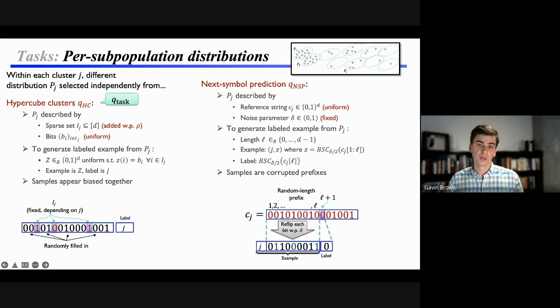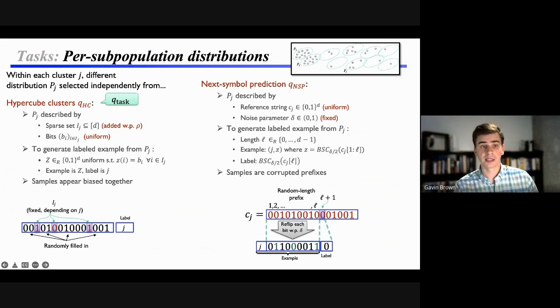prediction task. So here, each subpopulation is defined by some randomly chosen reference string C and a noise parameter delta. To generate labeled examples from the distribution, we generate a random length L and then produce a noisy prefix from the reference string of length L. The label is just the next bit of the reference string. So these samples are corrupted prefixes of this reference string. And again, you can see once you have enough samples from the subpopulation, you'll be able to learn the reference string to high accuracy. But with only a few samples, you'll still have a lot of uncertainty. And in fact, we can show you need to memorize.